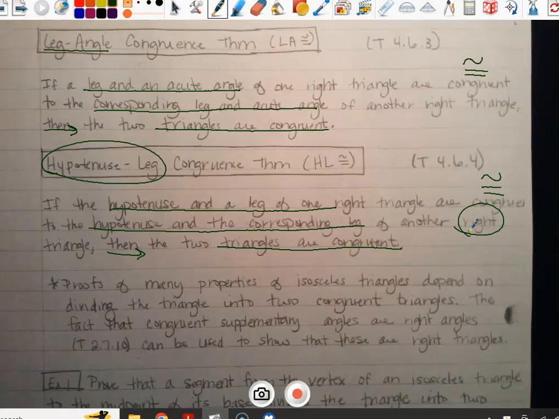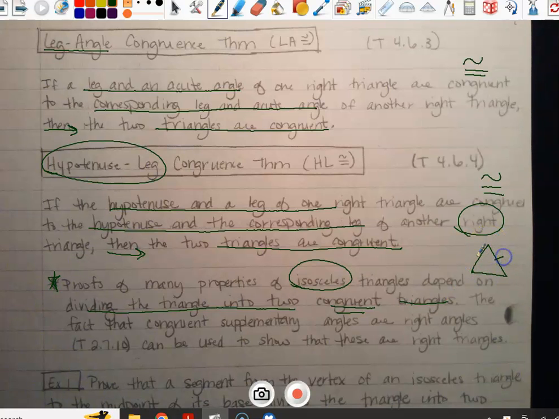Okay, then this is a neat one. Proofs of many properties of isosceles triangles depend upon dividing the triangle into two congruent triangles. So we can take an isosceles triangle, one that's equal here, and we can divide it into two congruent triangles. For a lot of proofs, we're going to do that.